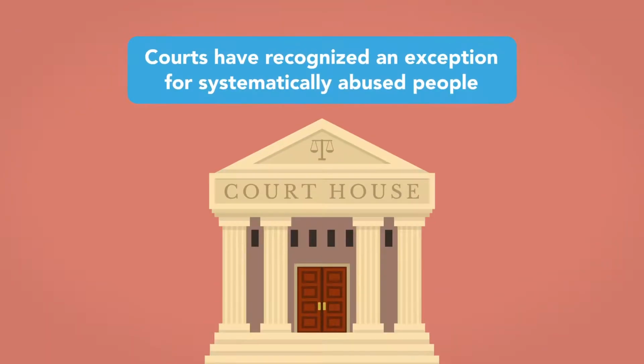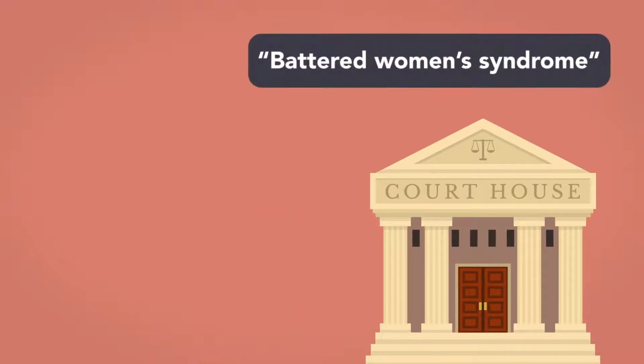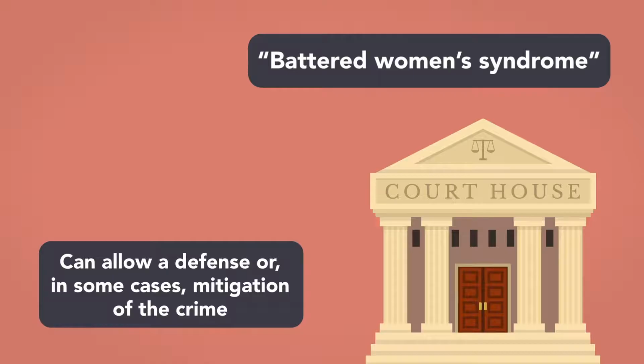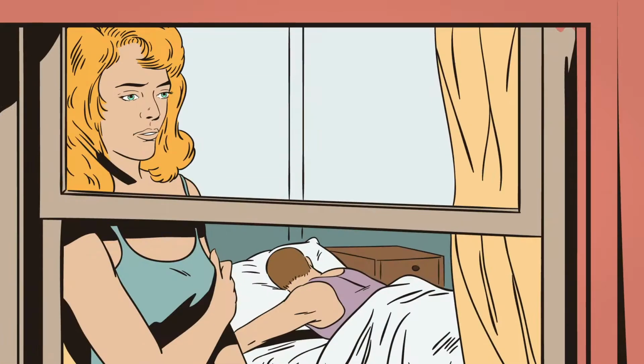Still, courts have recognized an exception for systematically abused people who undertake preemptive strikes against their abusers. This defense, colloquially known as battered women syndrome, can allow a defense, or in some cases mitigation of the crime, when the battered person strikes while the abuser is asleep or during a pause in the abuse.